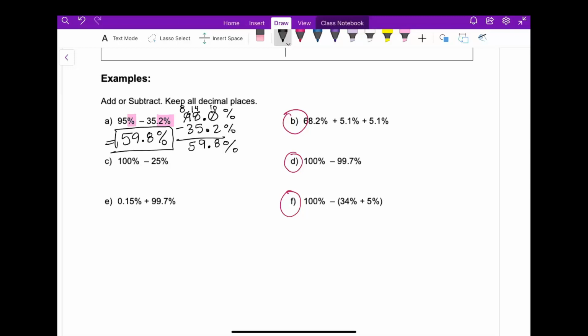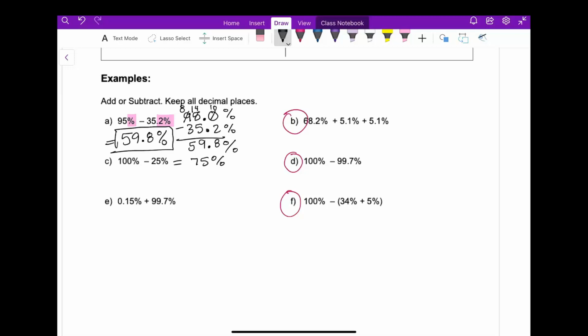How about C? 100% minus 25%. I'm going to go into a shortcut because I love shortcuts and I like thinking about association with my everyday life. I'm going to associate this with $1 minus 25 cents. This one's super easy to think of in that manner. But of course, you don't have to think about it like that.